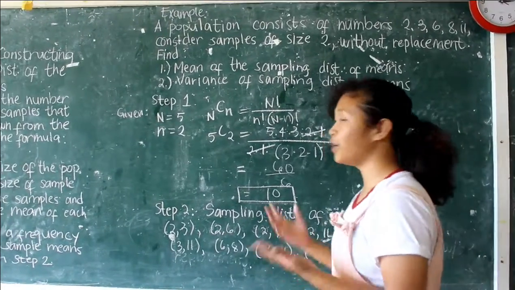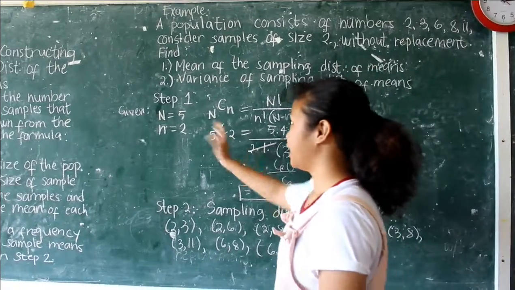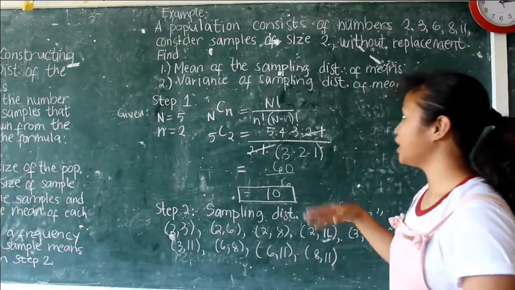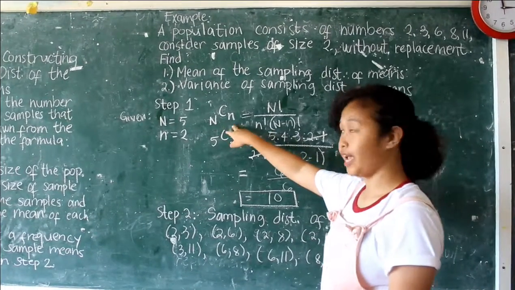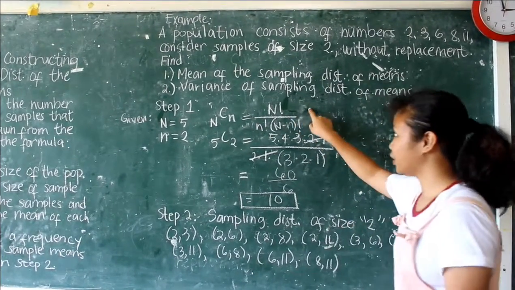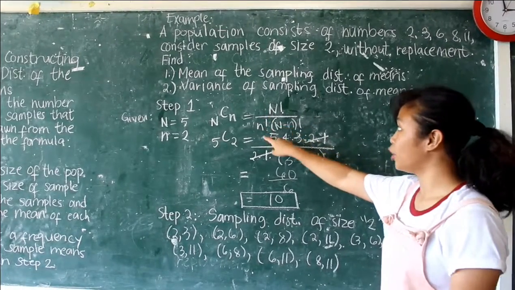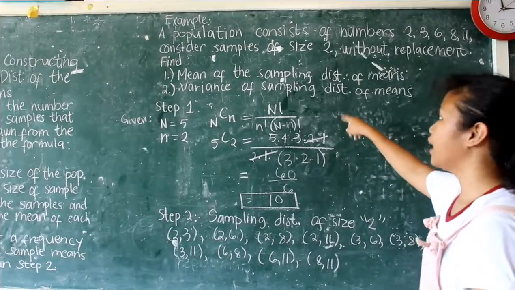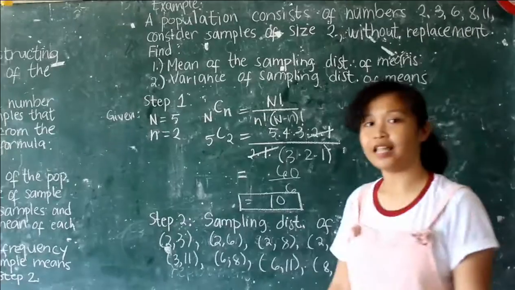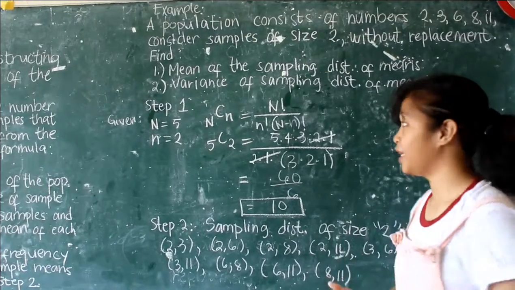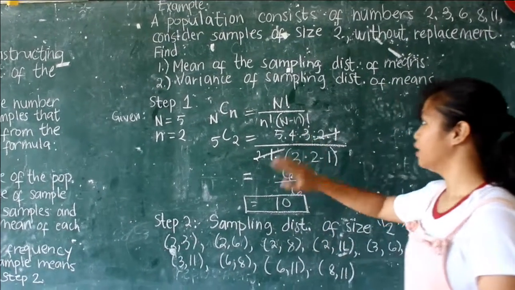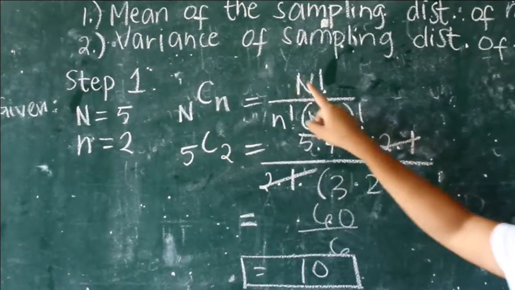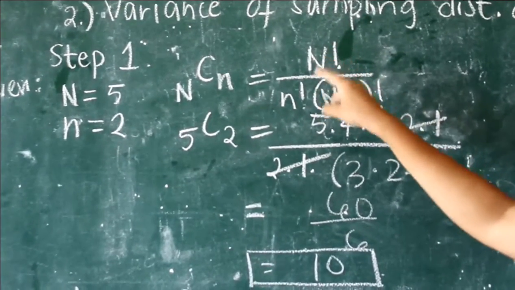Step 1. Our population size is 5 and the sample size is 2. So using the formula, N combination n equals N factorial over n factorial times N minus n factorial. Now let's plug in the corresponding values. Our population size is 5.